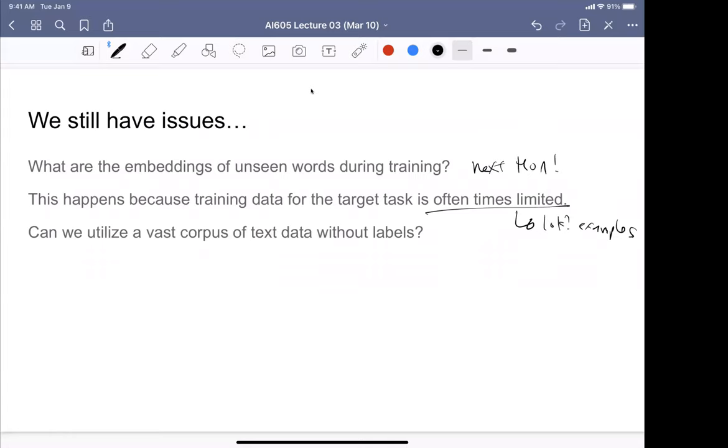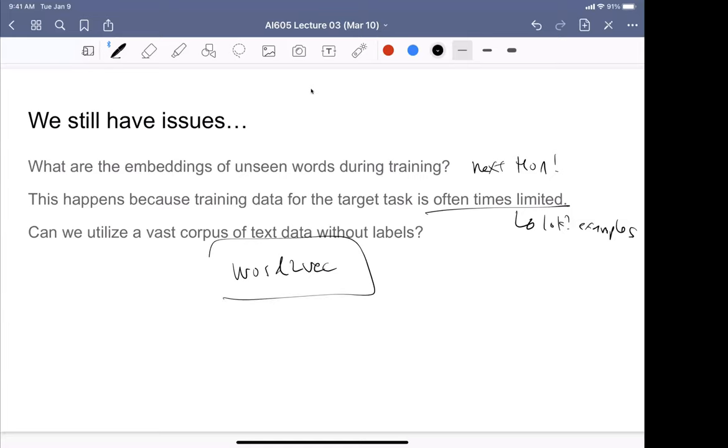And the training data here, of course, is labeled. You need to have human labels. It's limited by nature. You cannot have an infinite number of labels, or a large number of labels of good or bad reviews, right? But the idea here is, can we instead utilize a vast corpus of text data that has no labels, just like any text that you see online or in your textbook, anything. That's exactly the motivation for creating a pre-trained word embedding, often called word2vec.